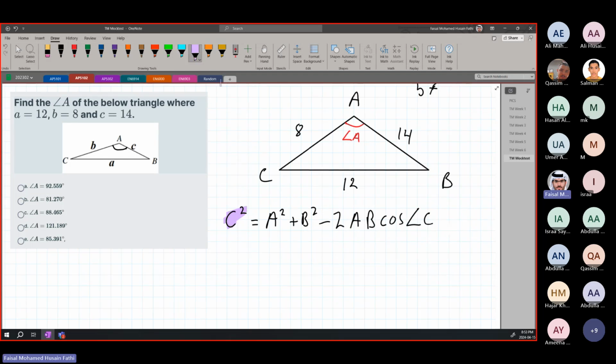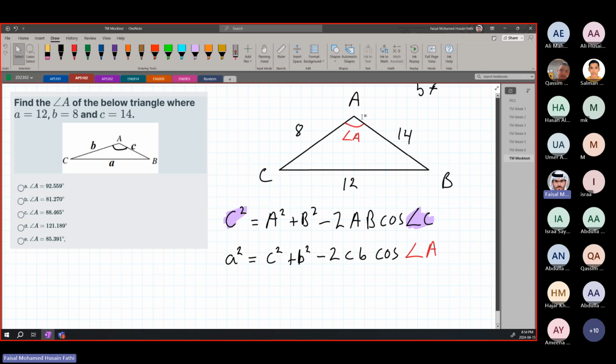So again, this was used when we are looking at angle C. Now we're looking at angle A. So our equation will become small a squared is equal to small c squared plus small b squared minus 2 times c times b times the cosine of angle A, because we're looking for angle A. Okay, I will repeat.